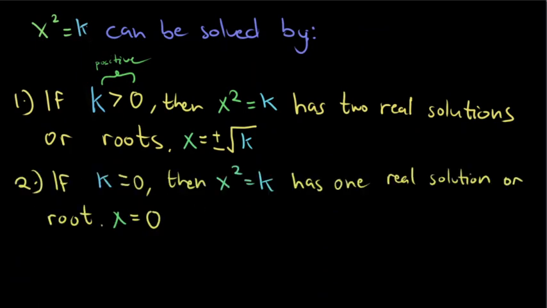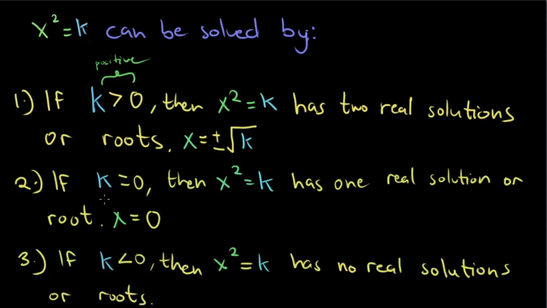How about the third property? This is going to be the last property that we will discuss. If k is less than 0, then x squared equals k has no real solutions or roots. What do you mean by k less than 0? Ano ba yung mga numbers na mas maliit pa sa 0? They are the negative numbers. So this also means that if k is negative, then your quadratic equation has no real solutions or roots.